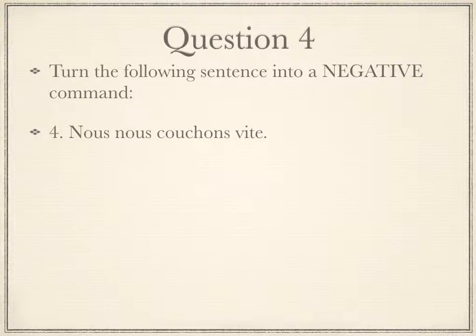All right, now question 4, we're going to try to apply some of these into our own sentences. So, turn the following sentence into a negative command. Okay, so just like question 1, I'll give you the full present tense sentence, and you're going to turn it into a command and then into a negative command. So, sentence 4, nous nous couchons vite. How would you say, let's not go to bed quickly?